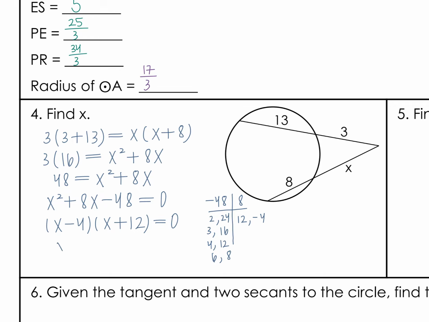And then solving for my x, I'm going to get x is 4, and x could be equal to negative 12. Remember, once again, like number 2, we are dealing with a segment length, and length should never be negative. And so that's going to tell me here that my final answer is x is equal to 4.